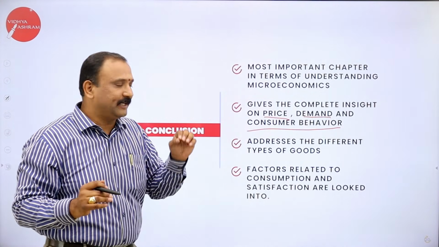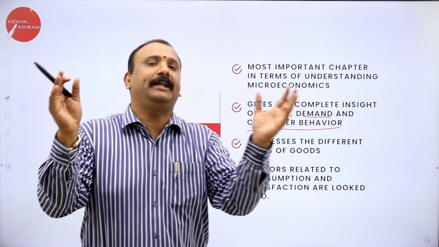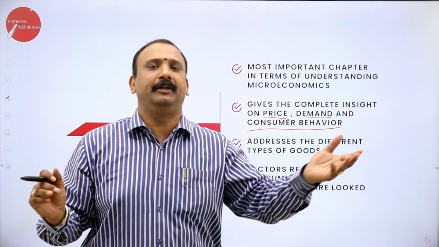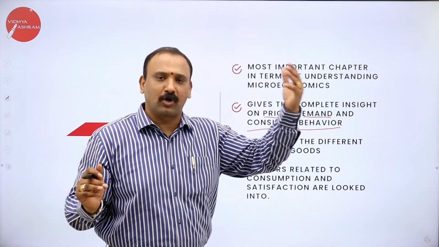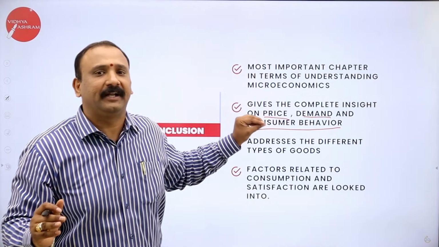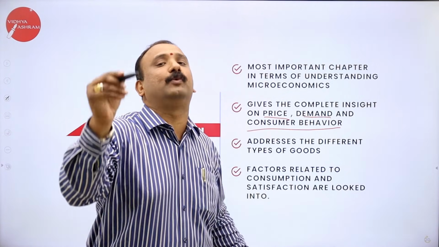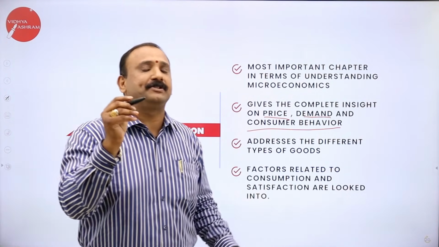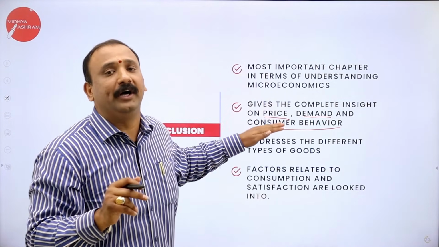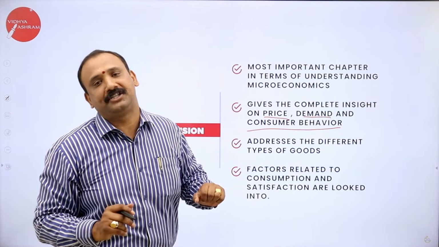The third point, it addresses the different types of goods. We know that there are a variety of goods that are available in the market. Normal goods, inferior goods, substitutes, complements, Giffen goods. There are a variety of goods. This chapter in particular tries to make you understand the different varieties of goods. The names might be similar, but economically speaking, the terminology is being addressed in this particular chapter.